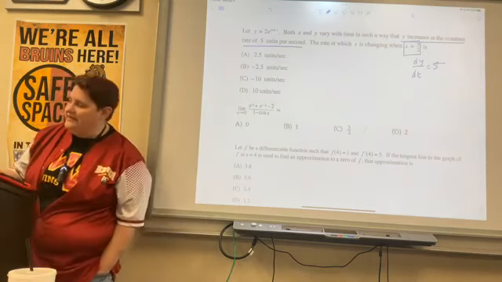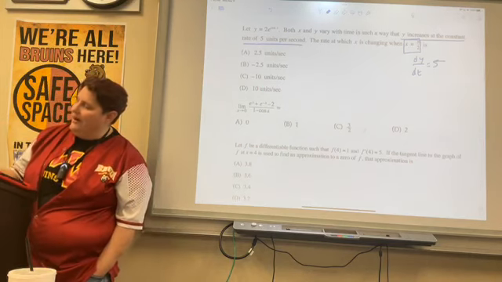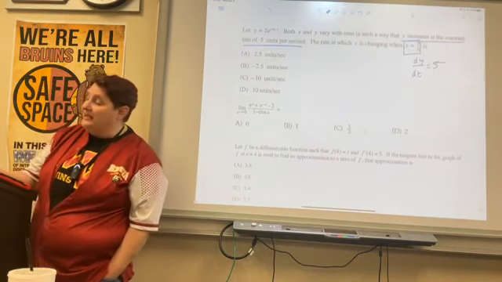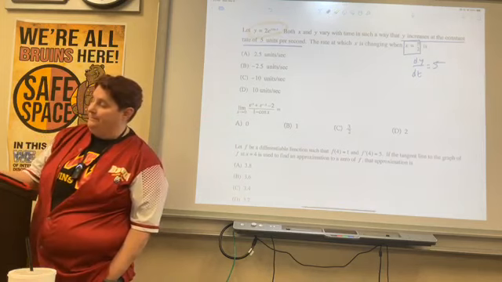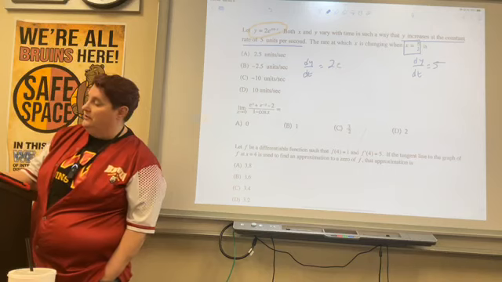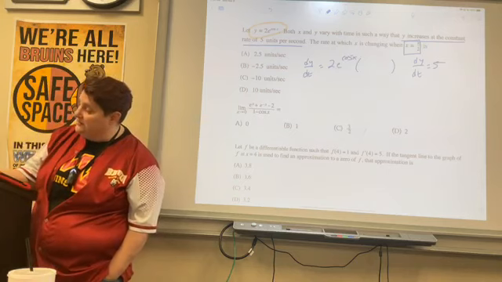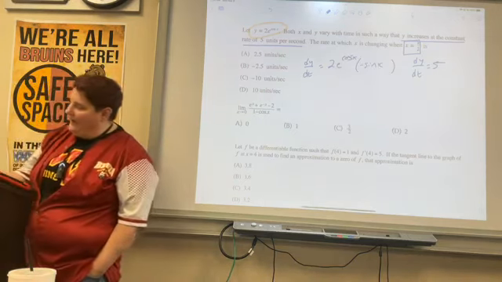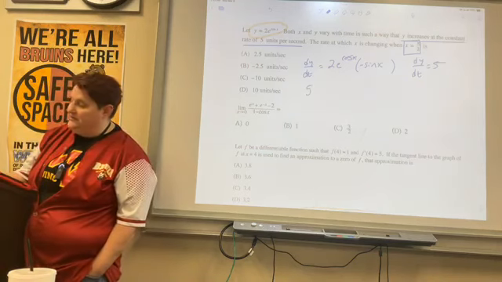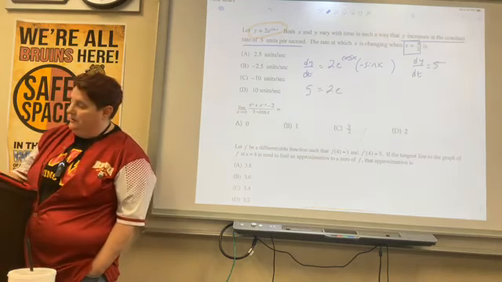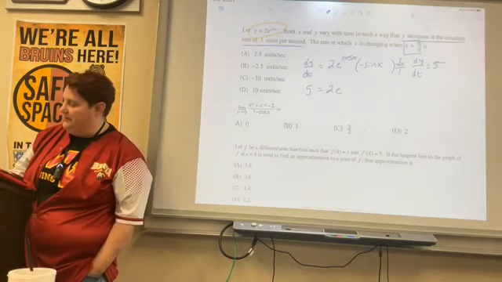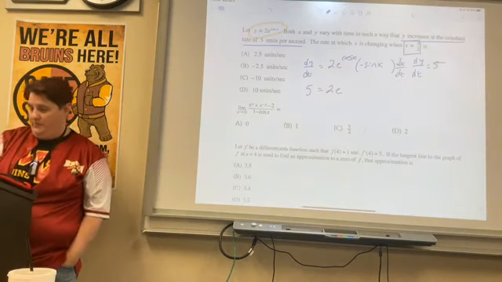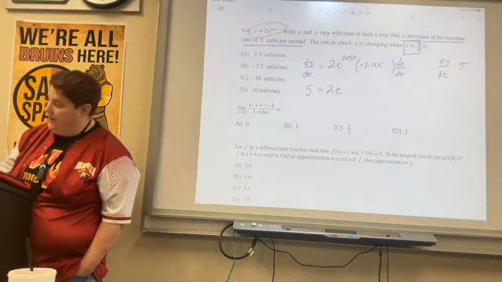dy dt is 5. Wait, x is pi over 2. Let's go ahead and take the derivative of this. dy dt is 2e to the cosine x. And what's the derivative of cosine x? Negative sine x. When x is pi over 2, dy dt is 5. Oh, dx dt. I almost forgot my dx dt.